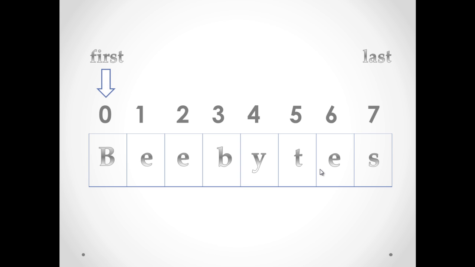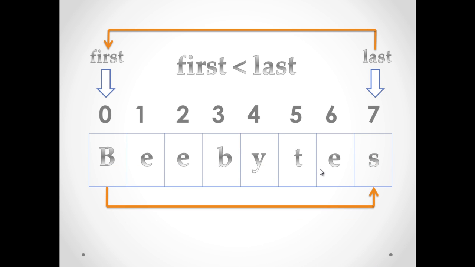The first variable is pointing to the 0th index or first character, and the last variable is pointing to the last character or 7th index. If you observe, first is less than last. So this is the condition. If this condition becomes true, then we will swap the two characters, that is, the first character with the last character and the last character with the first character.